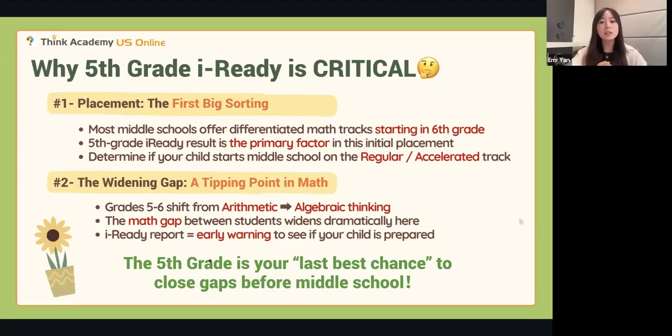So the second reason is how math is going to be so different when you get to sixth grade. From fifth grade to sixth grade, there's going to be a big shift from arithmetic to algebraic thinking. And what does that mean? For arithmetic, it's just number operations, multiplying fractions. And for algebraic thinking, you're gonna try to solve functions, so the missing number, the unknown numbers. So it's gonna be a big gap between those two parts of knowledge. And that means the math gap between the students is gonna widen dramatically in those two grade levels.